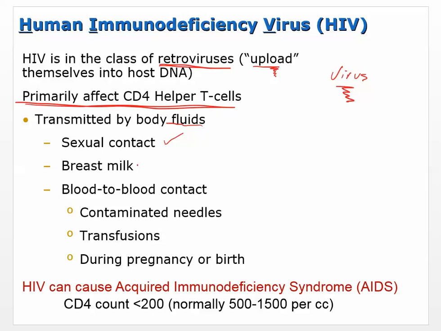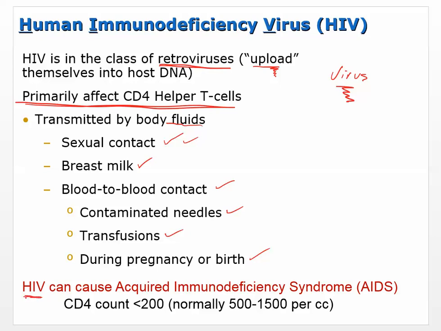And breast milk. Somebody asked me about how transmission could occur through breast milk, and of course it's not really known how that takes place, but it is known. They've done a lot of studies showing that breast milk can transmit. Blood-to-blood contact, contaminated needles, transfusions, during pregnancy or birth, so anywhere where blood is being exchanged, there can be a transmission. Semen, that kind of goes back to sexual contact, semen, vaginal fluid.